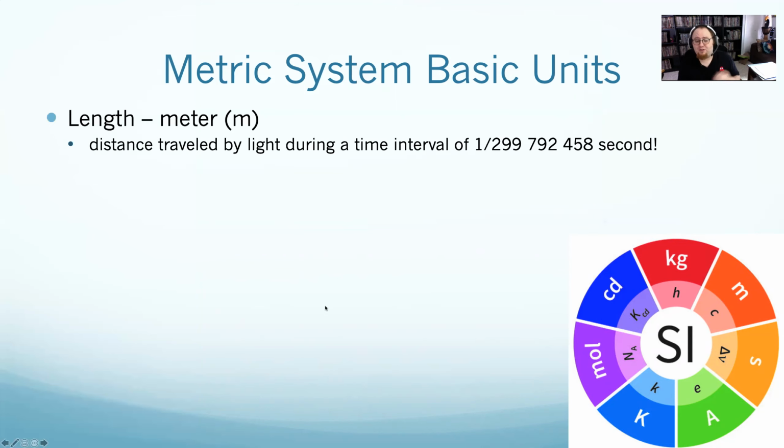Length, as we said before, is the meter. Use the symbol m. I think I said light, but length is the meter. The meter is defined as how far light travels in 1/299,792,458th of a second.